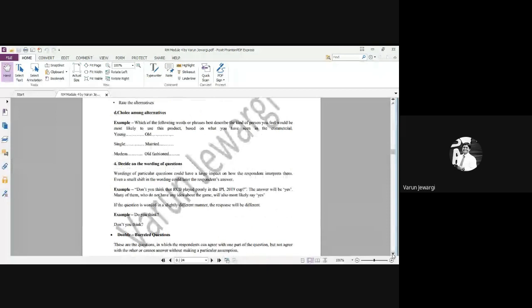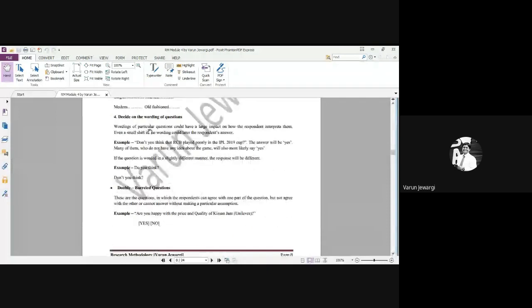See here, decide on the wording of the question, we call it a double-barrel question. These are questions in which a respondent can agree with one part of the question but may not agree with the other part of the question. Such questions are called double-barrel questions.